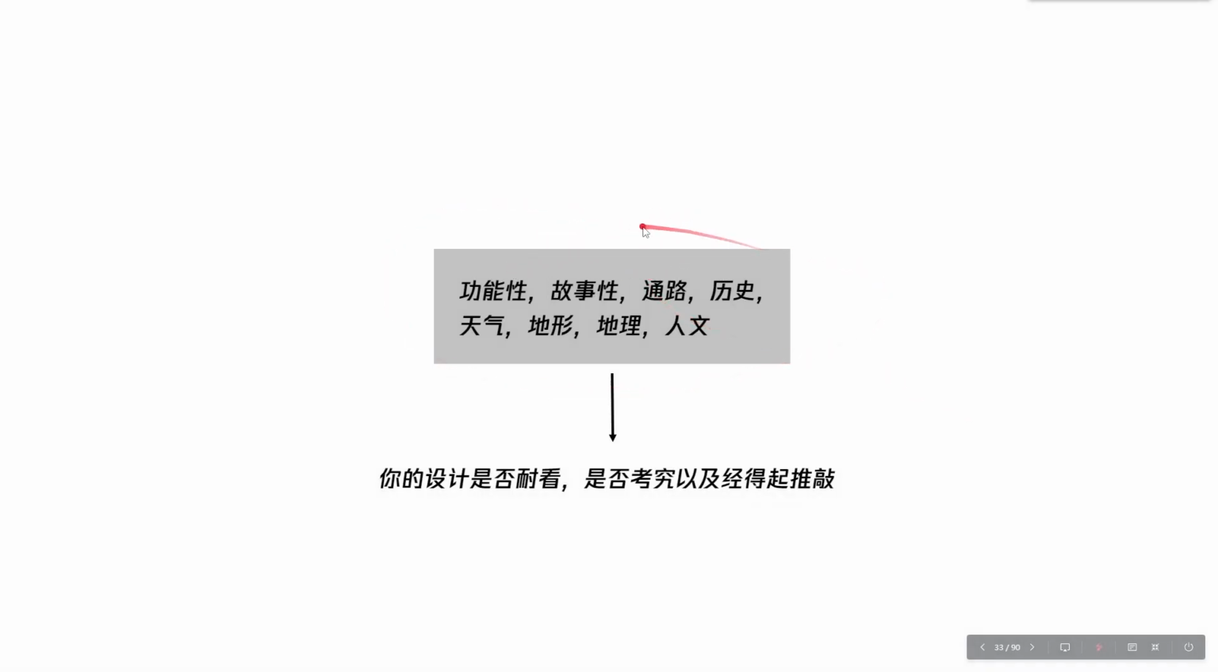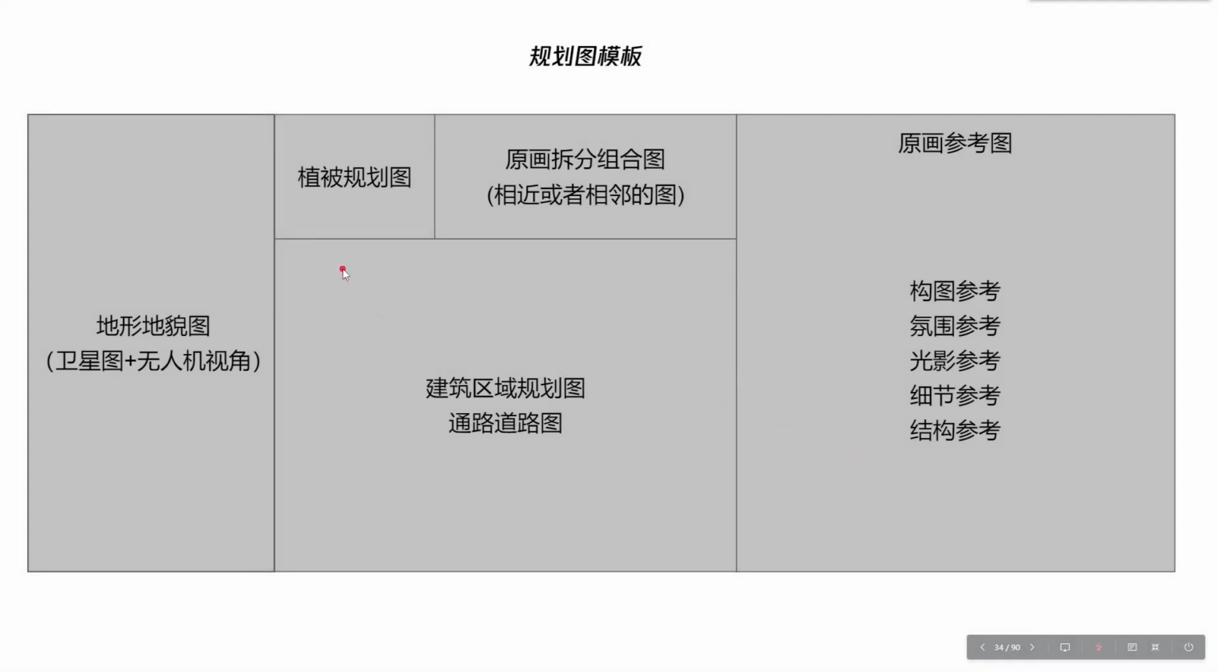So let's make a summary. From all these different angles, functionality, narrative, roles, history, weather, geometry, and culture, we can figure out whether the design of the concept is good or not. So let's see this. This is a template of a level design planning map. From different angles, we find the different elements, references, or plans before we start the actual production phase. I will show you step by step later on.